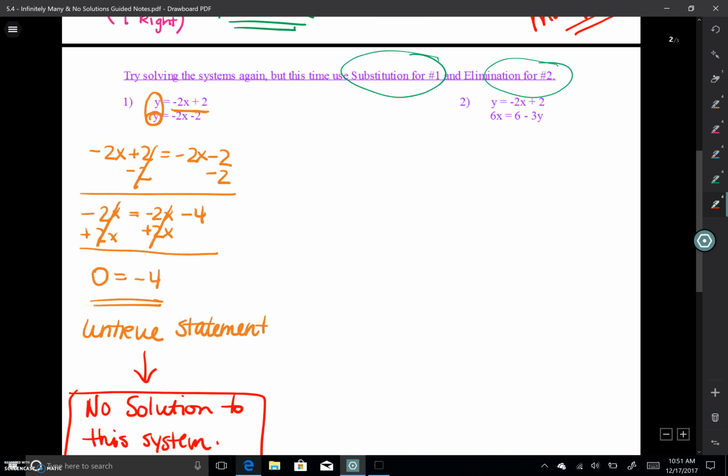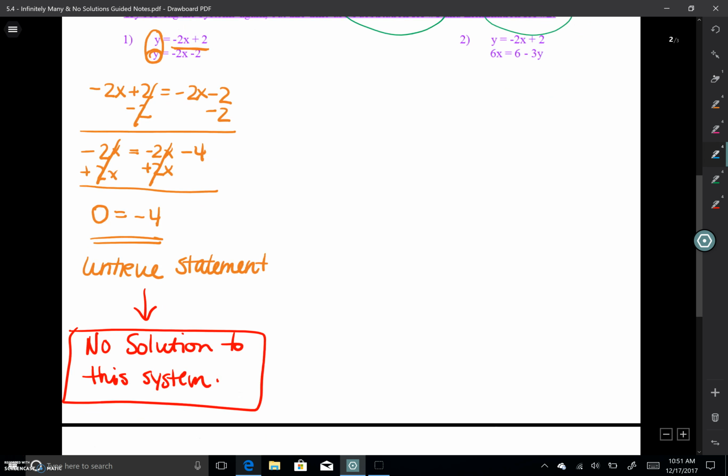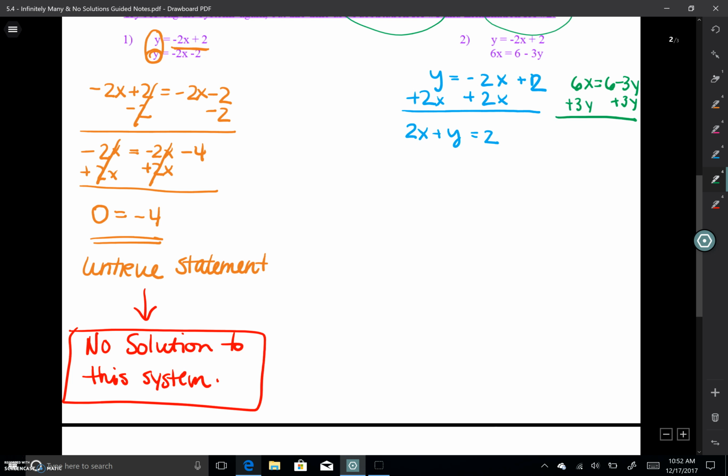With example 2, first, I need to get my x's and my y's on the same side. So starting with y equals negative 2x plus 2, I'm going to add 2x to both sides. That leaves me with 2x plus y equals 2. For my second equation, I have 6x equals 6 minus 3y. I'm going to add 3y to both sides. That leaves me with 6x plus 3y equals 6. I'm going to stack these two equations on top of each other.